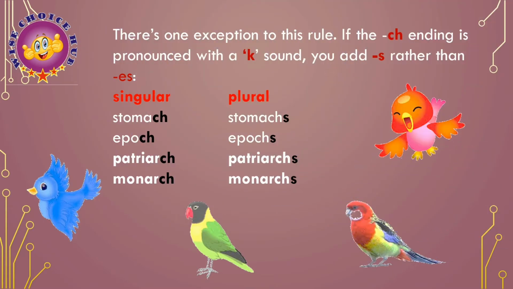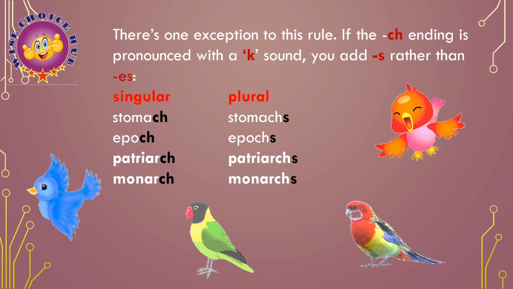There is one exception to this rule. If you find CH at the end of the word, but the pronunciation is with a K sound, you need to add S rather than adding ES. In the previous rule, we studied that where there is a word ending with CH, we need to add ES. But here, when there is a word ending with the letters CH but giving you the pronunciation of K, you are going to add only S.